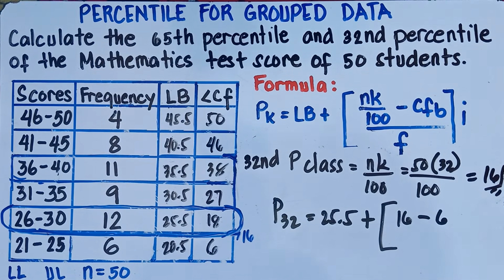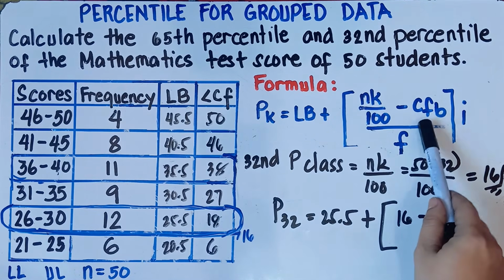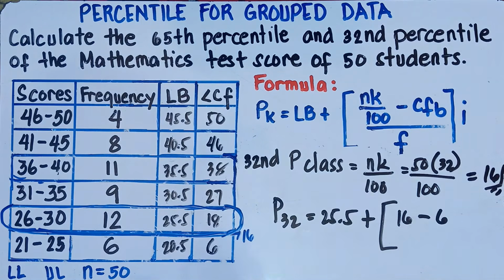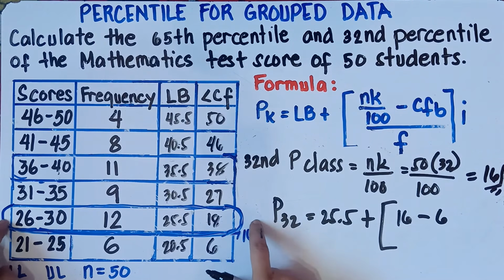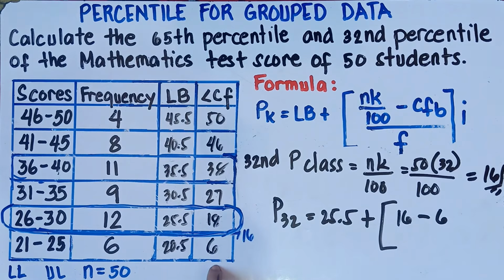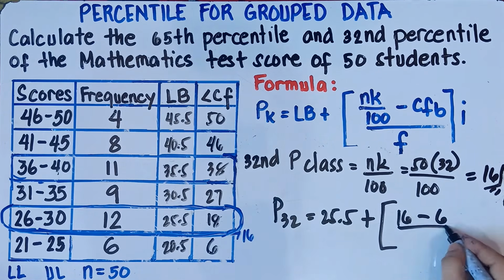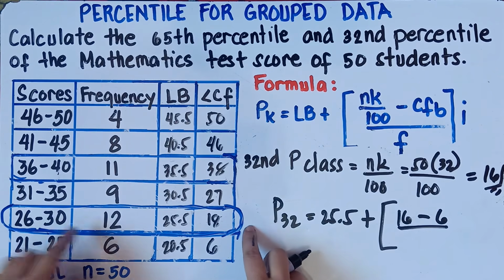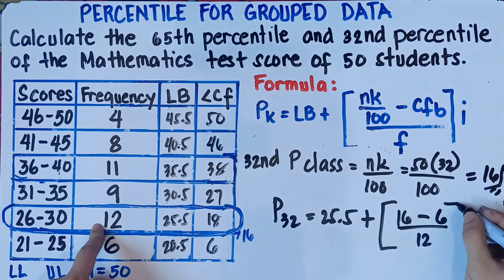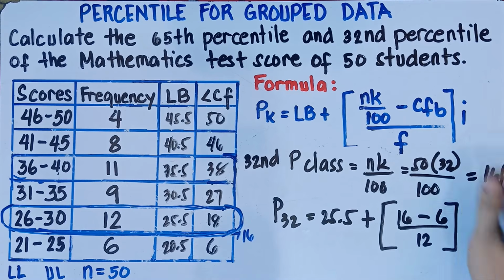Always be careful with this one, class. If it says cumulative frequency before, it means the previous class. This is our percentile class, therefore the previous class is 6. That's why you have 16 minus 6. Divide by the frequency of this percentile class, that is 12. Then multiply by the class interval, that is 5.